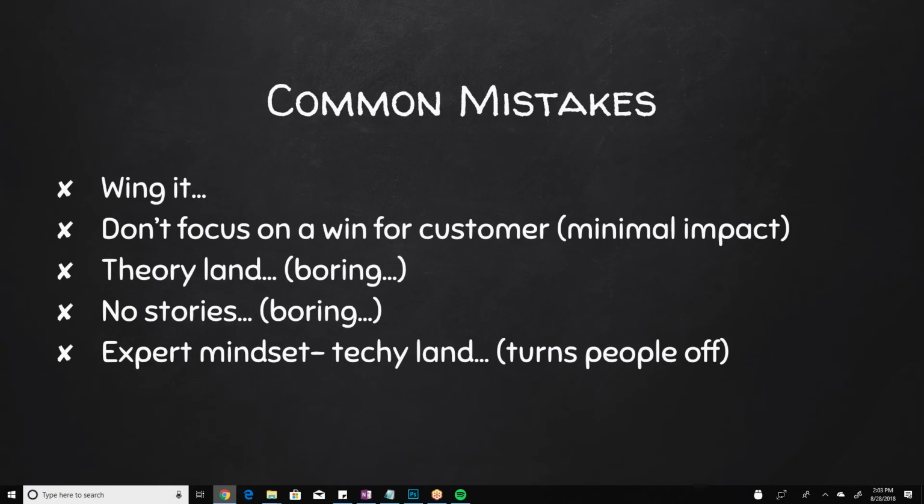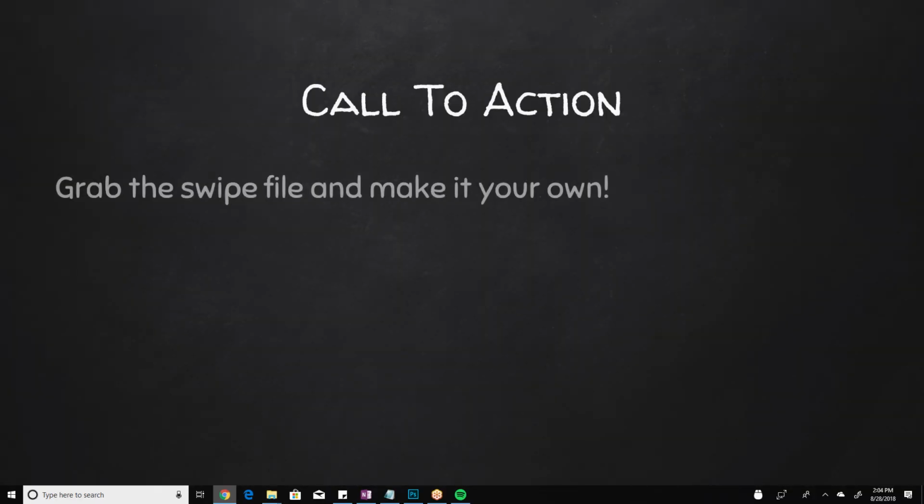Okay. The other mistake that people make is they don't focus on that win, right? So this is part of winging it, but you've got to have one thing that people are going to get out of it. And this is going to go into the call to action. Okay. The other problem is that you get into theory land. Everything is kind of a little boring, and you're high level, way too high level. And then there's no stories. It's not personalized, right? And just too techie, turning people off. Those are all really big mistakes that we make, and we get out there and we do this, okay?